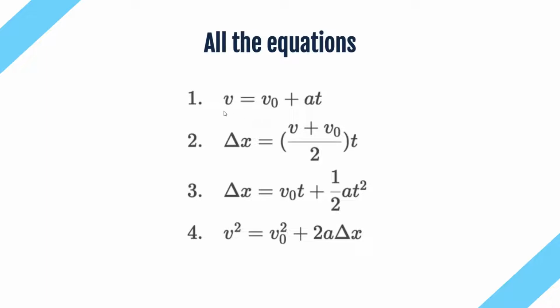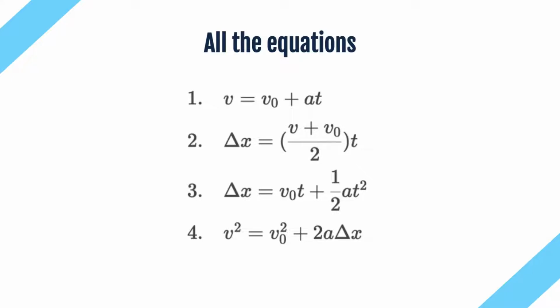We'll define v as the final velocity, v naught, or v sub 0, as the initial or starting velocity, a as acceleration, and t as time. Suppose we subtract v0 from both sides, so we get v minus v0 equals a times t. V minus v0 is essentially the difference between the ending and the starting velocity, or in other words, delta v, the change in velocity.